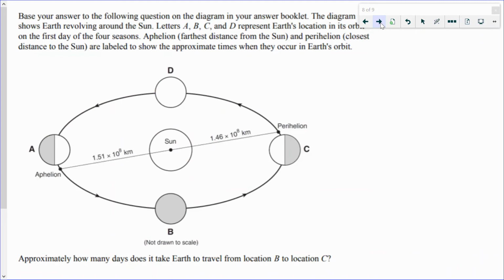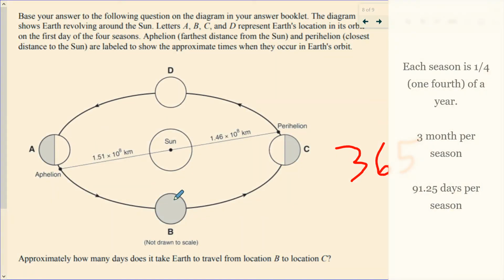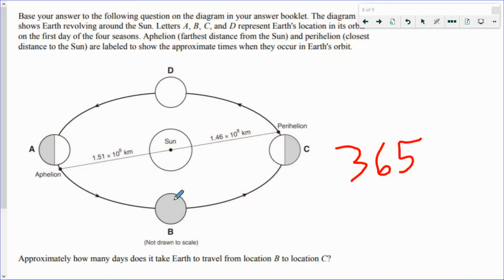Another diagram here. How many days does it take to travel from B to C? That's an interesting one. Well, the whole orbit takes 365. Okay. So there's 4 seasons. Each of these is going to be 1/4 of that. Hey Siri, what's 365 divided by 4? The answer is 91.25. That's what I would write down, 91.25. It would probably take somewhere between 91 and 91.5, I'm guessing, but be as accurate as you can.